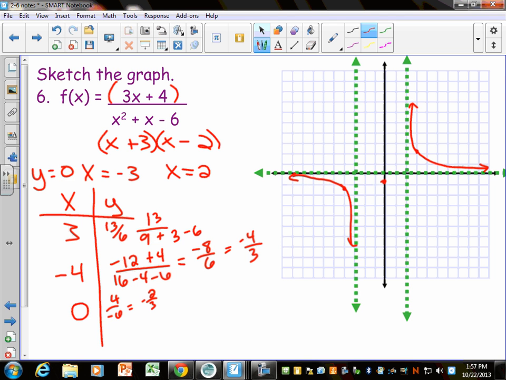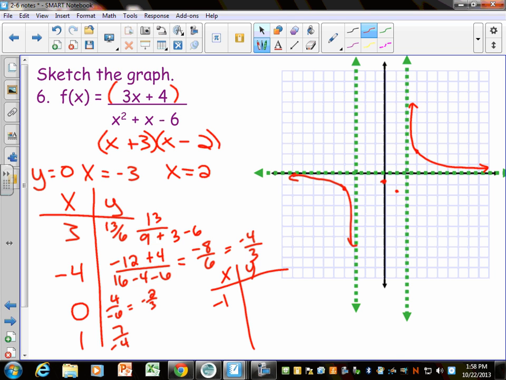I'm going to pick 1 and see what happens. And that's just going to be what? 7 over 1 plus 1 is 2 minus 6 is -4, which would be -1 3/4. Again, it could kind of go either way at this point. It could turn and be a parabola. It could go back up. So I have to pick some points over here, which is where it just becomes a pain to do.